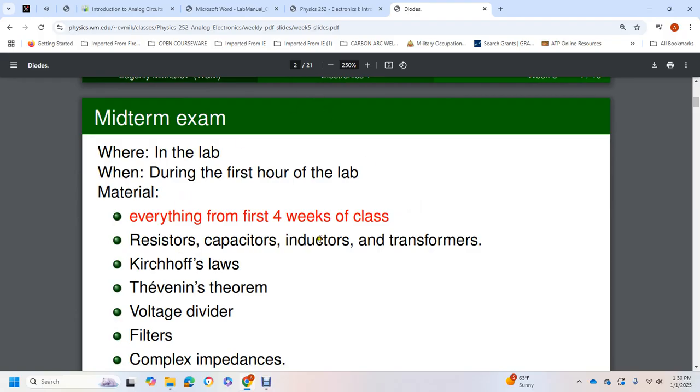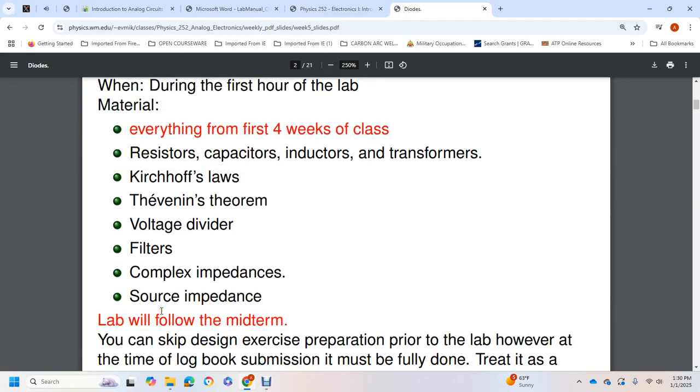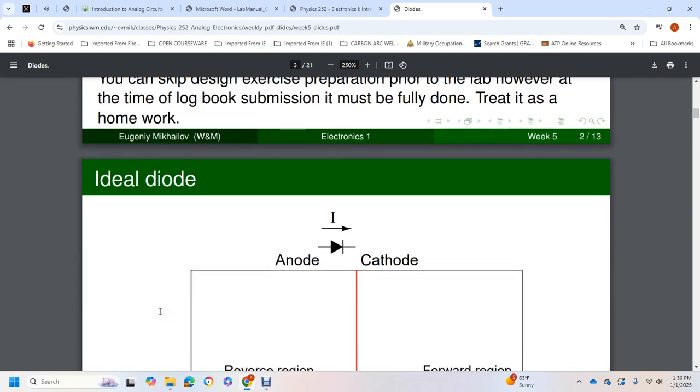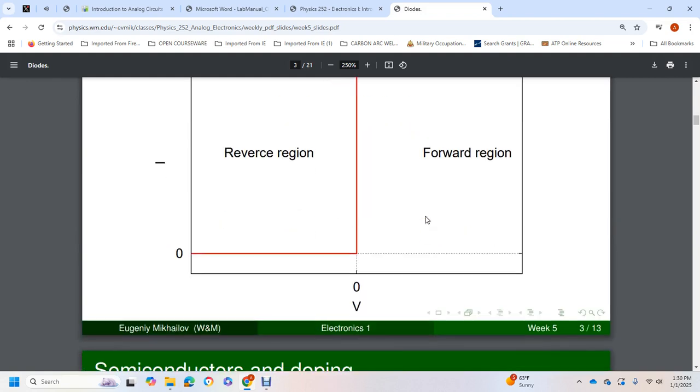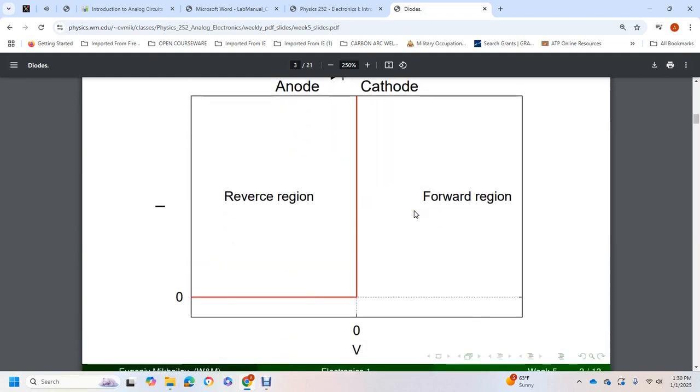Material was everything: capacitor, inductor, transformer, Kirchhoff's law, Thevenin's theorem, voltage, filter, complex impedance, source impedance. It shows anode, amps, anode, cathode, reverse region, forward region, negative and 0. Anode on the left, cathode on the right.